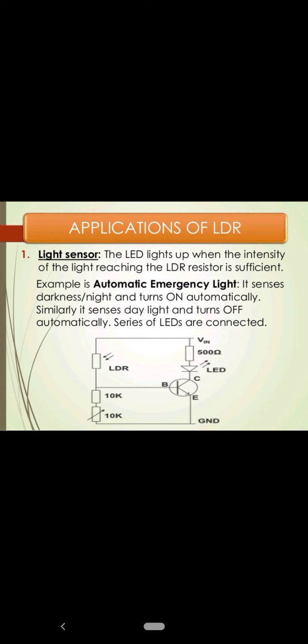Now the applications of LDR. The first application of LDR is as a light sensor. The LED lights up when the intensity of the light reaching the LDR is sufficient. An example is an automatic emergency light. It senses darkness, night, and turns on automatically. Similarly, it senses daylight and turns off automatically. A series of LEDs are connected.